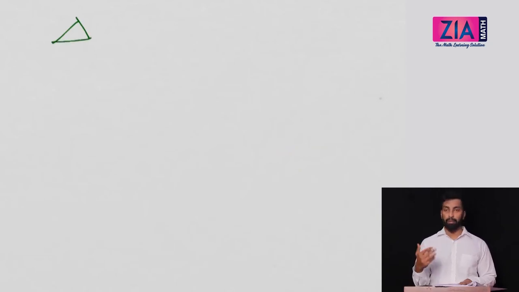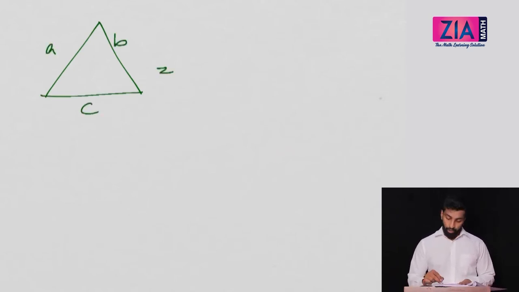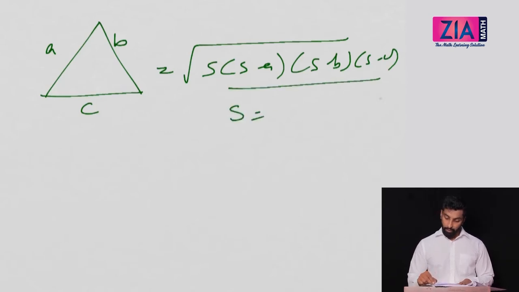We will discuss some of the important properties, or some important formulas, which you already know. If you have a triangle ABC and the three sides are known, what is the area? You know that it is root of S into S minus A into S minus B into S minus C, where S is the semi-perimeter, which is A plus B plus C by 2.